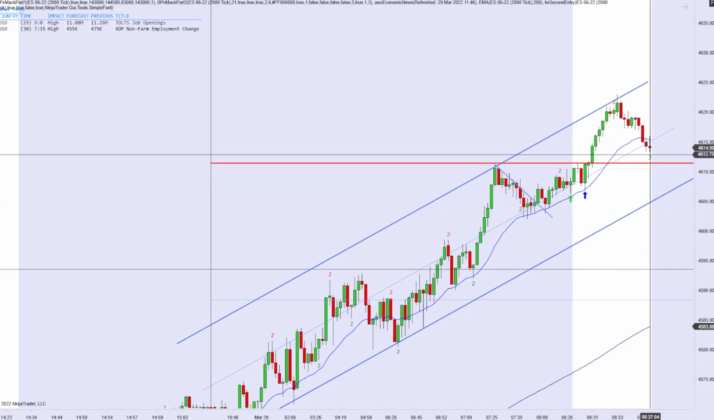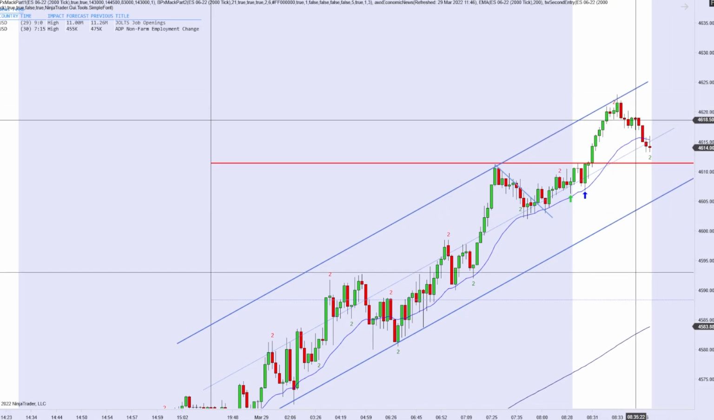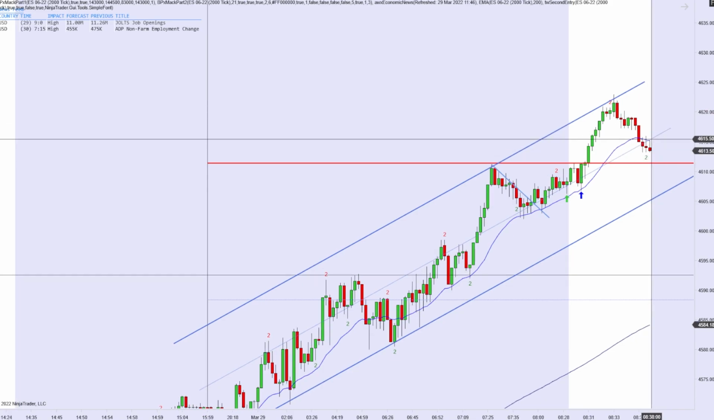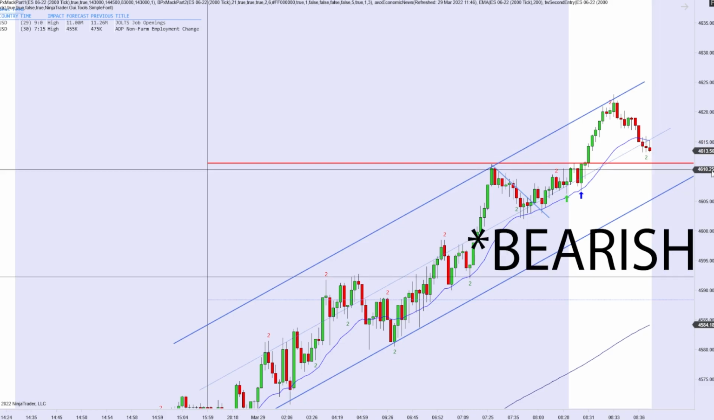I wasn't a fan of this signal bar. If we're going to be cutting sharply through the EMA, I want to enter on a good signal bar. That's when this next bar formed, and this signal bar was more bullish by 2 ticks.